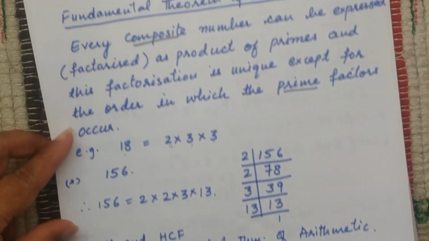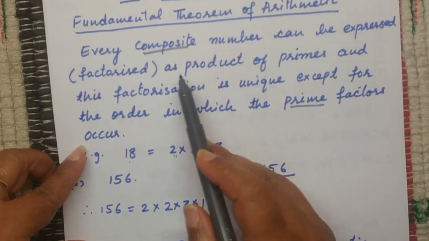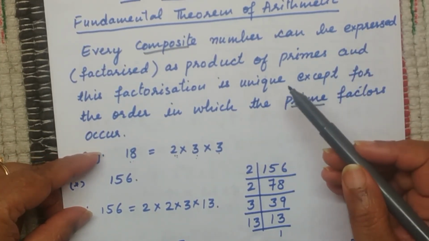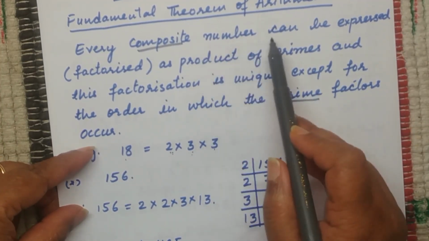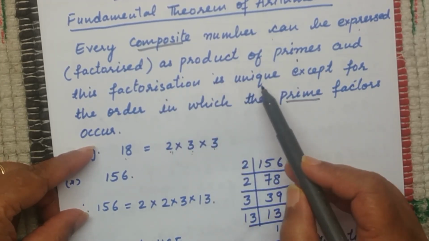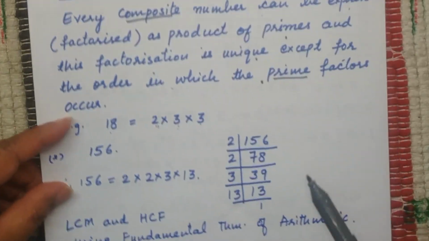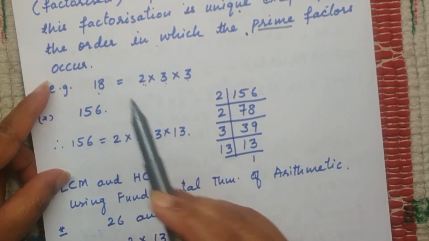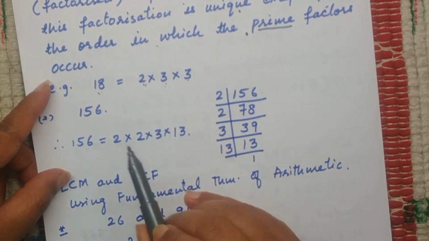Now, fundamental theorem of arithmetic says every composite number can be expressed as product of primes. Now, expressed means factorized as, written as, resolved as. So every composite number can be expressed as product of primes, and this factorization is unique except for the order in which the factors occur. Let us see the example 18 only. 18 is a composite number. Now the prime factors of it are 2, 3 and 3. 2 into 3 into 3.